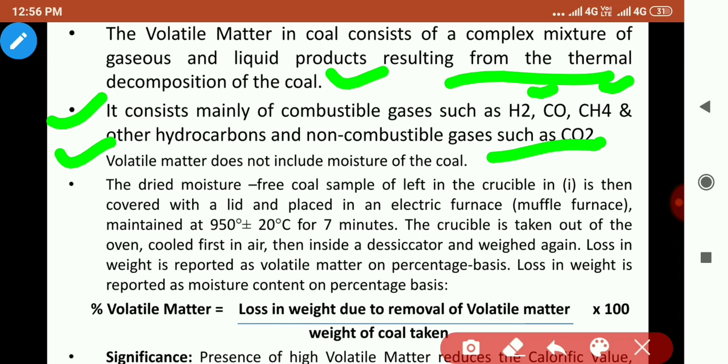So it means that after removal of the moisture content we are going to determine the volatile matter. तो पहला स्टेप होने के बाद हम इस स्टेप में आ रहे हैं जिसमें हम volatile content या volatile matter को determine कर रहे हैं, right? So that is why in the last point, fourth point, you can see here that we have used the term the dried moisture free coal sample, which is left in the crucible in one. यानी फर्स्ट स्टेप में जो आपके क्रूसिबल में रह गया था आफ्टर द रिमूवल ऑफ मॉइस्चर, we are going to determine the volatile matter. So this dried moisture free coal sample is then covered with a lid.